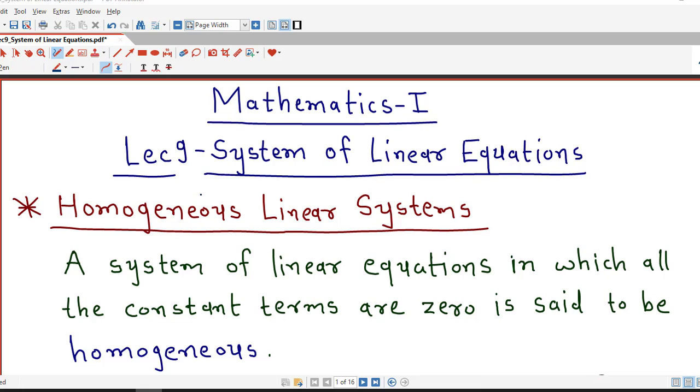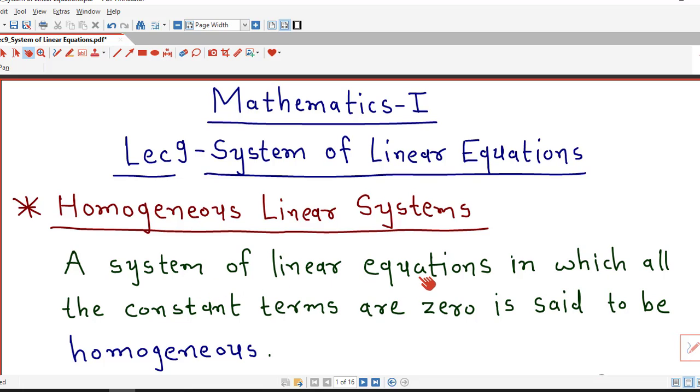Hello everyone, I welcome you in lecture number 9 on system of linear equations. In this lecture we will discuss homogeneous systems of linear equations. Also we will understand the meaning of non-homogeneous linear systems and we will discuss types of solutions of homogeneous linear systems. So let's start with the definition of homogeneous linear system.